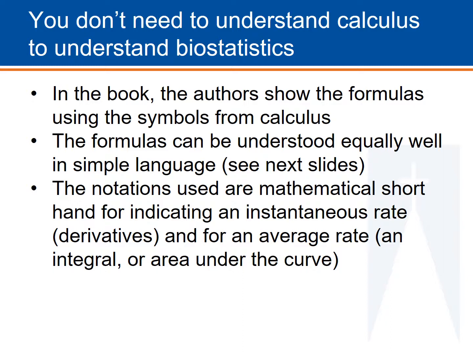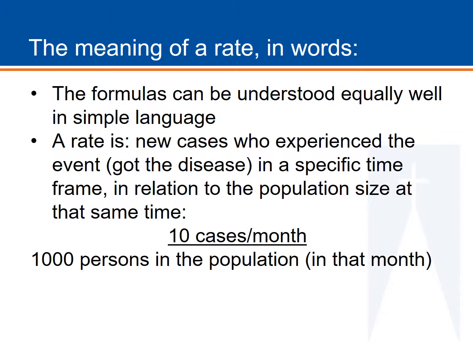You don't need to understand calculus to understand biostatistics. The formulas can be understood equally well in simple language, and that's what I'm going to show you on these next slides. The notations used are mathematical shorthand for indicating an instantaneous rate, derivatives, and for an average rate, an integral or area under the curve. To put the formula into words, a rate is new cases who experience the event in a specific time frame in relation to the population size at that time.